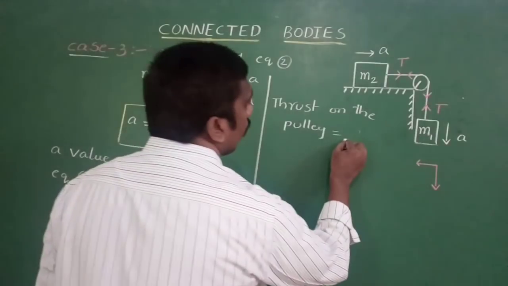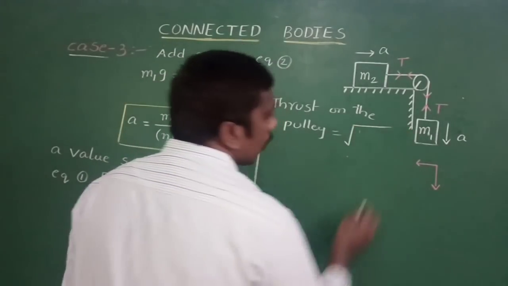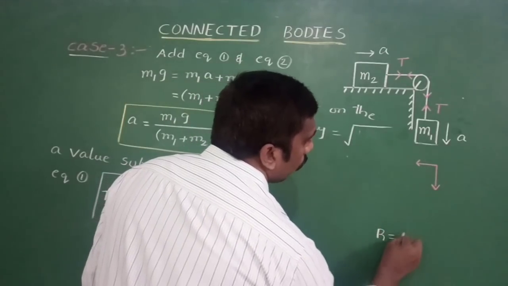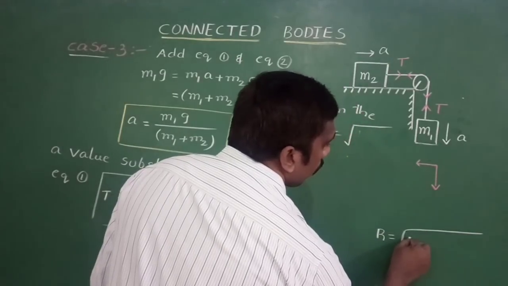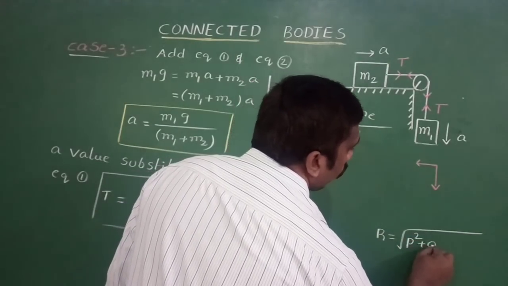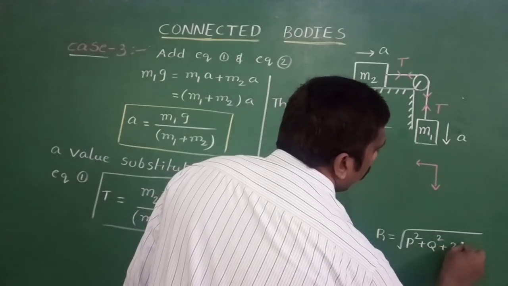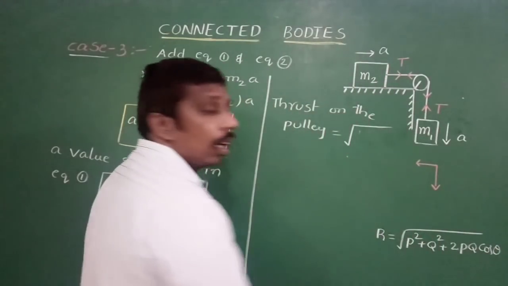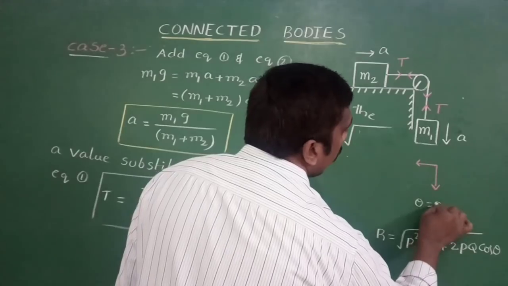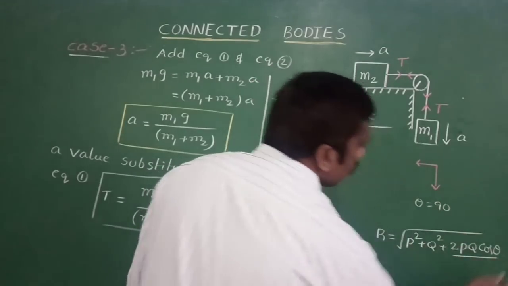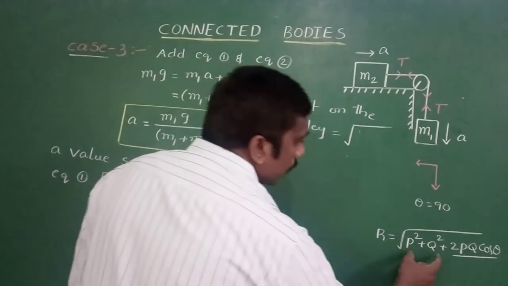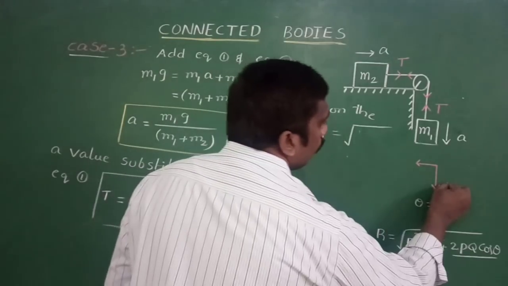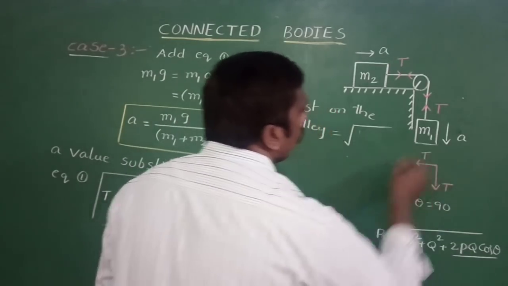According to the parallelogram law of vector addition, if two vectors are making such an angle, then we can find the resultant by using this formula. R is equal to under root of P square plus Q square plus 2PQ cos theta. But here theta value is 90 degrees, so cos 90 degrees value is 0, this entire term becomes 0. Then we can write P square plus Q square only. Here P value and Q value both are the same: P is equal to T, Q is also equal to T.